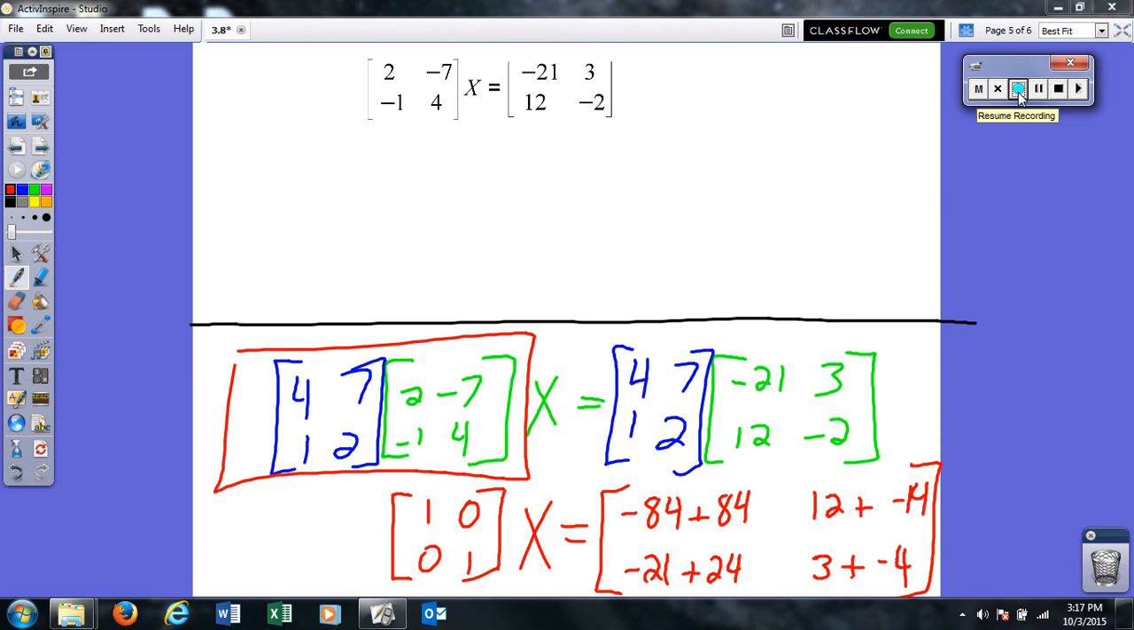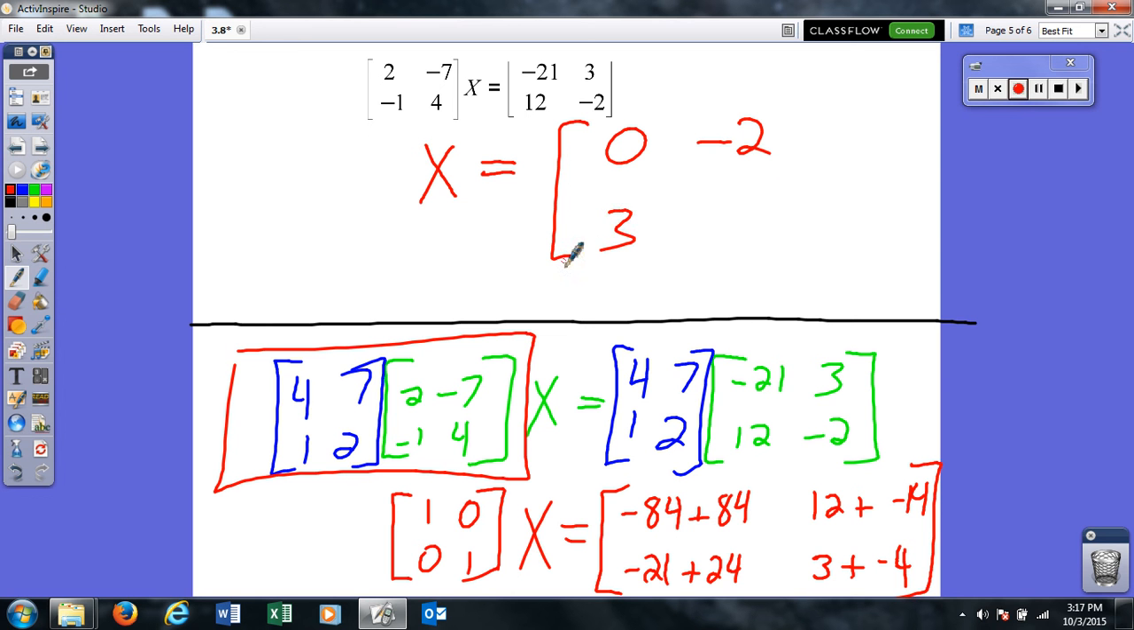All right, so we're going to start back up at the top here. We have the identity times x on the bottom, which is really just x. And then to get the resulting matrix, I did the work here for multiplying the matrices in the bottom right, so we just combine those together. Negative 84 plus 84 is 0. 12 plus negative 14 is negative 2. Negative 21 plus 24 is 3. 3 plus negative 4 is negative 1. So that is the solution to this matrix equation.